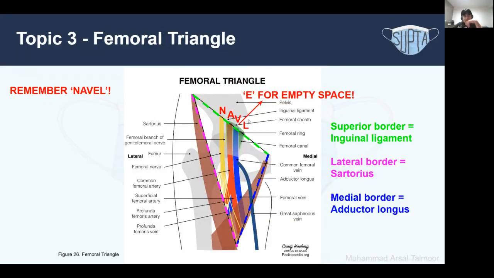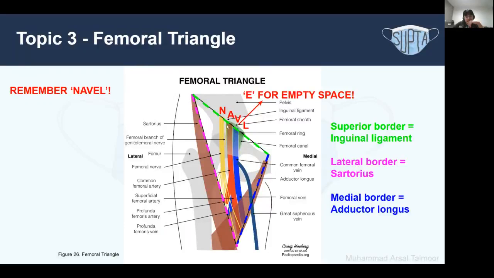So remember the borders. Remember NAVEL. N stands for nerve, A stands for artery, V for vein, E for empty space, because there is supposed to be empty space. Because of the blood supply, the vein is going to expand and shrink, so you need space for the blood vessels, and the lymphatic system also travels down. So NAVEL, remember E for empty space.